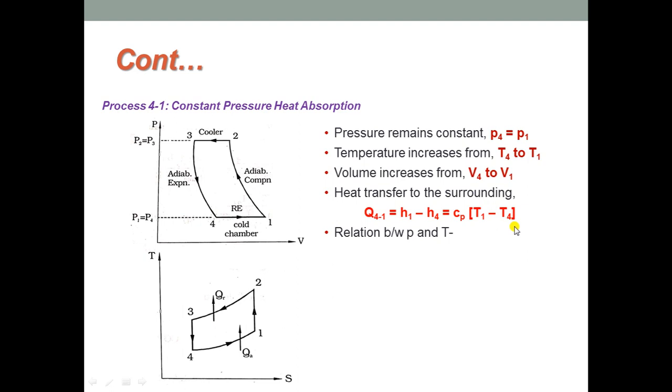The relation here between pressure and temperature is T3 over T4, which is equal to P3 over P4 whole to the power of gamma minus 1 over gamma. We know that T3 over T4, maximum by minimum temperature, is the temperature ratio RT, and P3 over P4 is the pressure ratio. Rp is the pressure ratio and RT is the temperature ratio in these expressions.